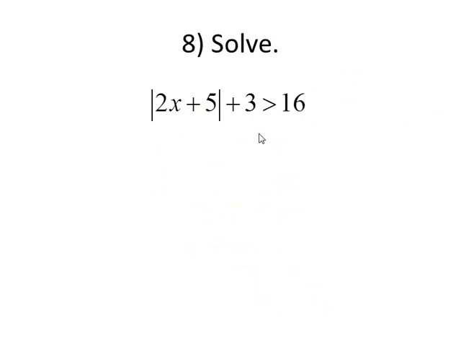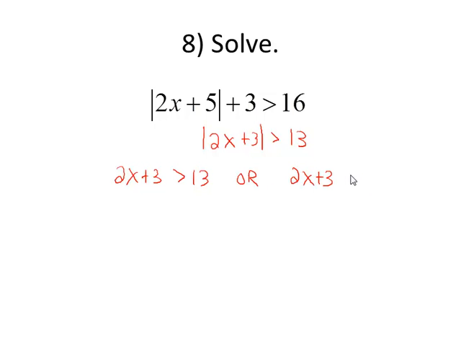In this case, we're going to end up with an absolute value being greater than a positive number. After we subtract the 3, we get 13. That's a case where we split this into 2 inequalities: 2x plus 3 greater than 13, or 2x plus 3, change the greater than to a less than, and the 13 to a negative 13. Then we solve both of these by subtracting 3 and dividing by 2.